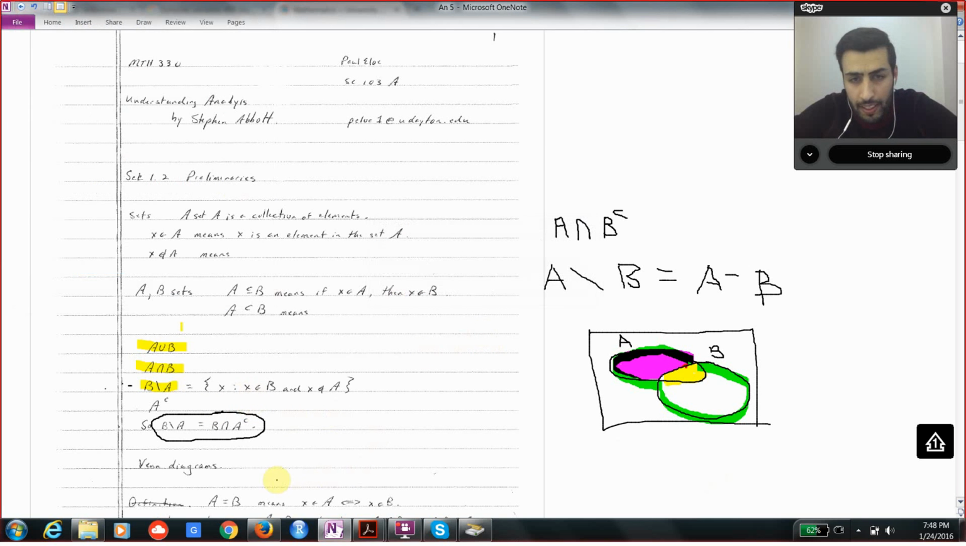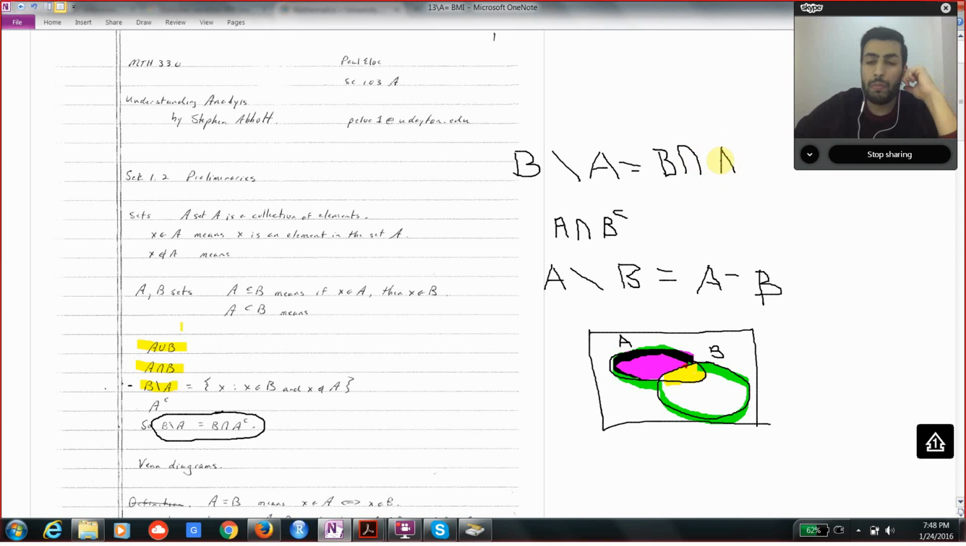You're asking what happens if you have B on the left-hand side and A on the right-hand side? Then we follow the same sort of formula. We say B slash A is basically all the guys in B. Exactly, so we write this as B intersection A complement.